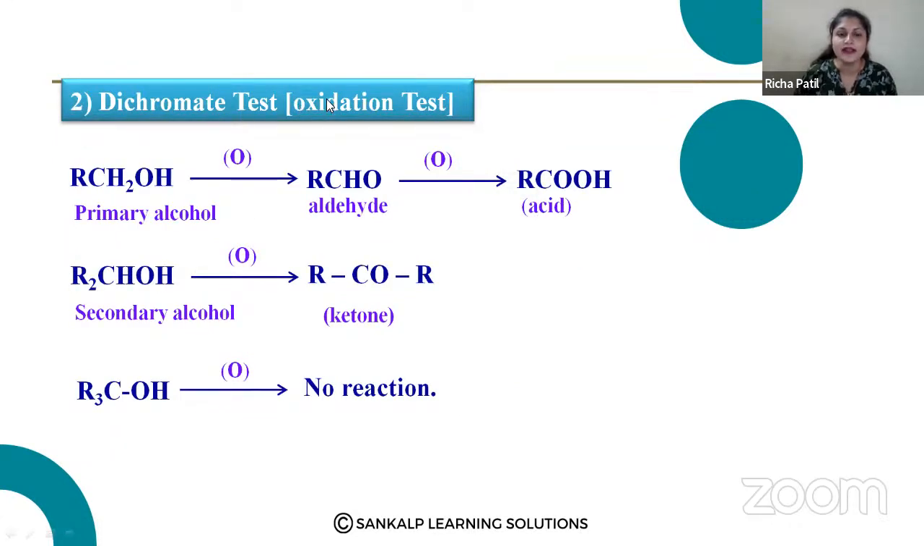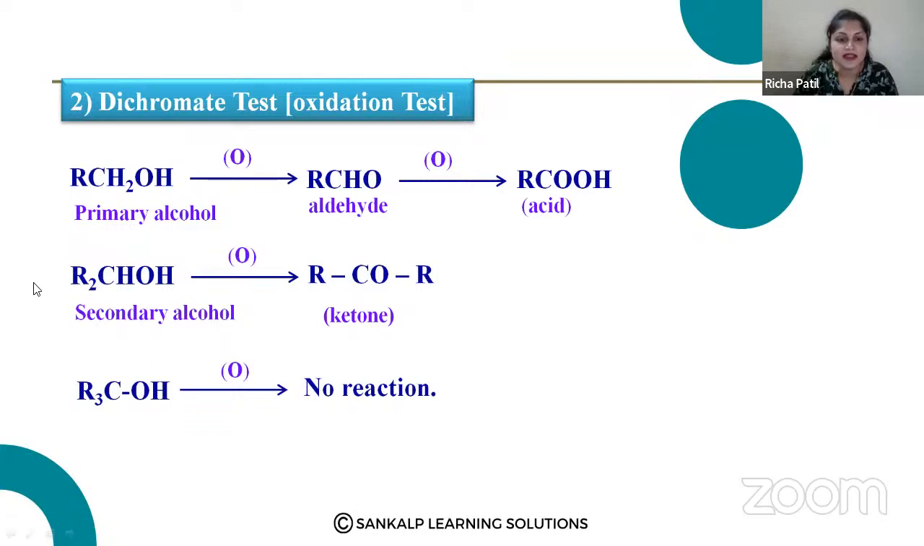The dichromate test is nothing but an oxidation test. Okay, if you do oxidation on your primary alcohol, it is converted to aldehyde. If you further treat the aldehyde with oxidation, then it will form an acid, that is, a carboxylic acid.